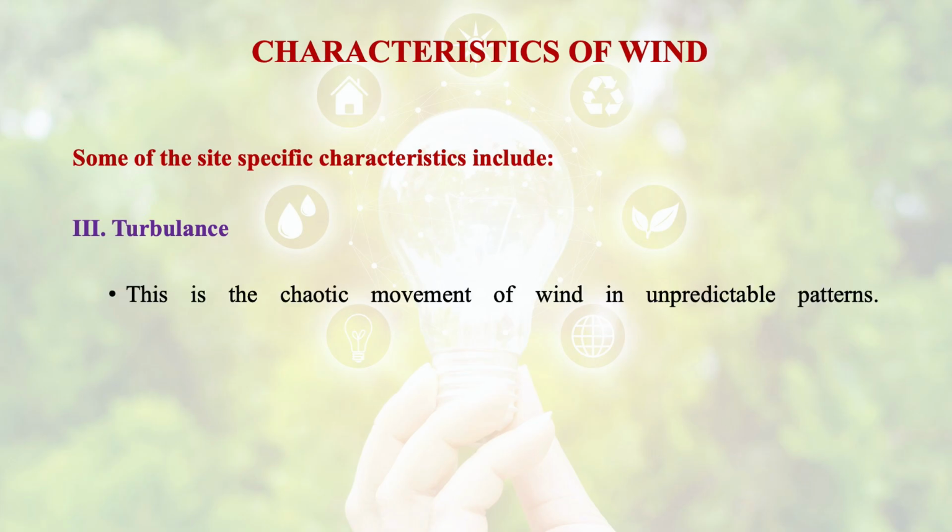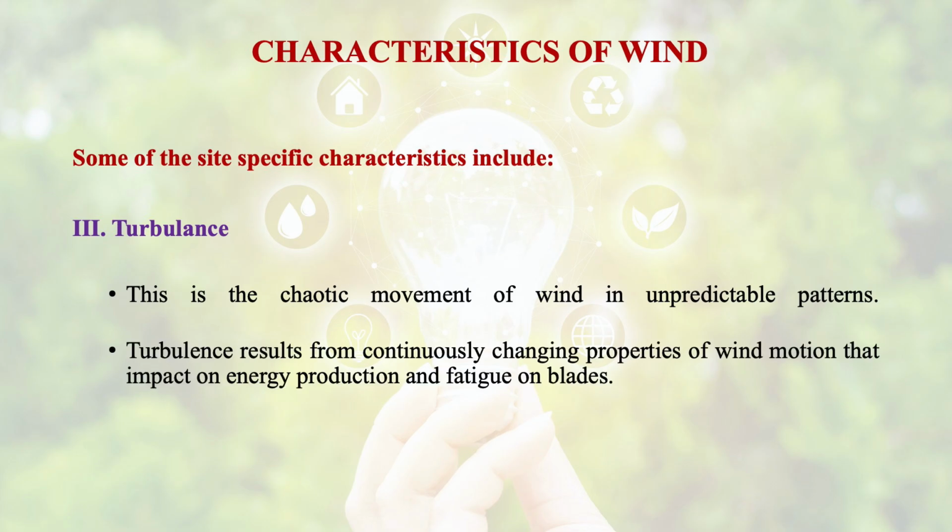Turbulence. Turbulence is the chaotic movement of wind in unpredictable patterns. Turbulence generally results from continuously changing properties of wind motion that impact on energy production and fatigue on blades.